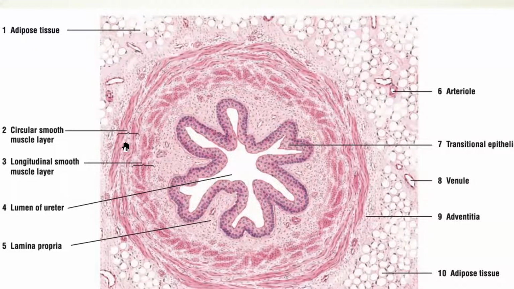The orientation of the muscles in the urinary system is opposite to the digestive system. And the last layer is tunica adventitia with much adipose tissue.